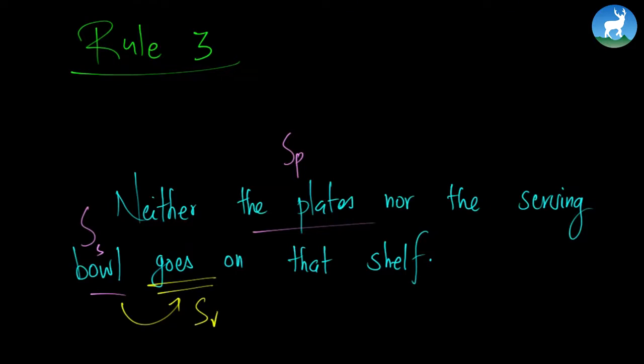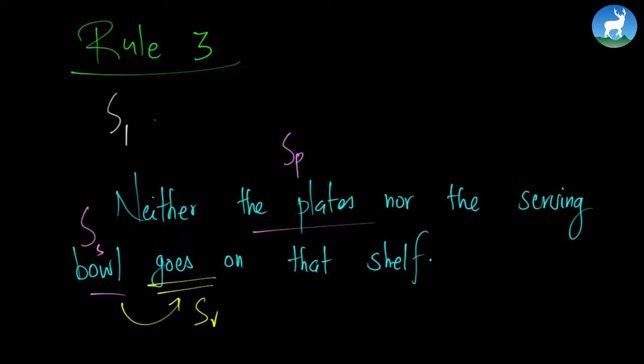So we use a singular verb. At first we have a plural subject, and in the second place we have a singular subject. So the sentence goes something like this: neither the plates nor the serving bowl goes on that shelf. So why do we use goes? Why not go? Because the subject that follows towards the end is singular. So we use the singular verb.